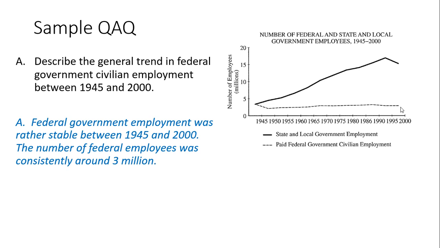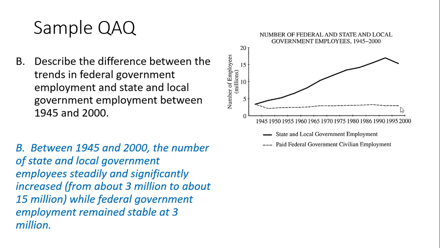Now, I could describe it a little bit more. So I add another sentence. The number of federal employees was consistently around 3 million. Okay, I probably get the point with that first sentence. Second sentence doesn't hurt. But notice I didn't get into the ups and downs in the line or say that, well, it was maybe closer to 2 million in 1947 and maybe a little closer to 4 million in the late 80s. No, just main idea. This should be a gimme point.